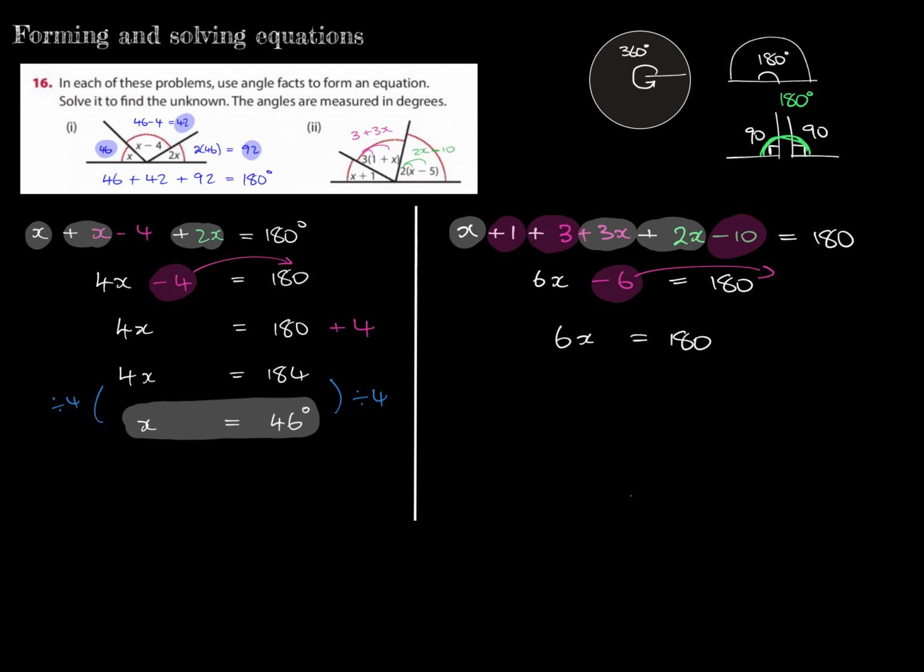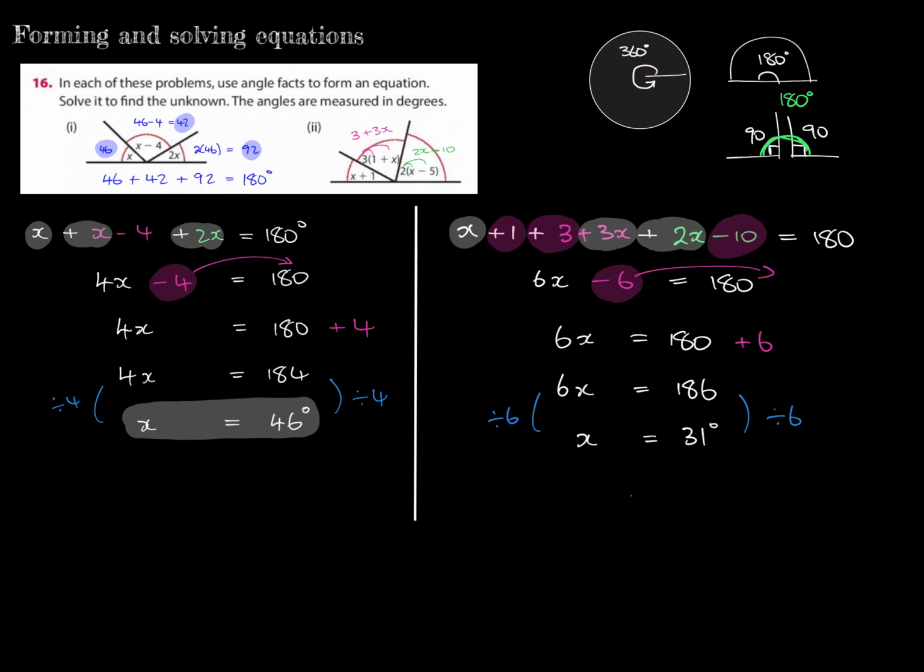I'm going to add 6 to this side, because it's coming across, it turns into a positive 6. So that gives me that 6x is equal to 186. In order to find out what 1x is equal to, 186 divided by 6 will give me my answer. So I'm going to divide both sides by 6. If I divide the left-hand side by 6, I'll get x, but I have to make sure I divide the right-hand side by 6 too. And when I divide it by 6, I get 31.